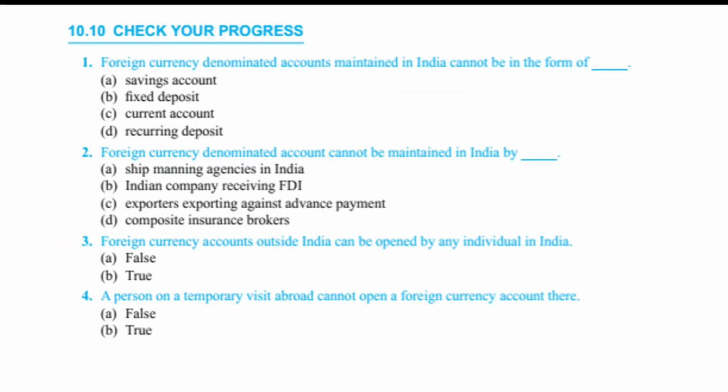Now let's check your progress. A foreign currency denominated account in India can be in the form of a savings account, fixed deposit, or current account. It cannot be in the form of an RD. So D is the correct answer for this question.